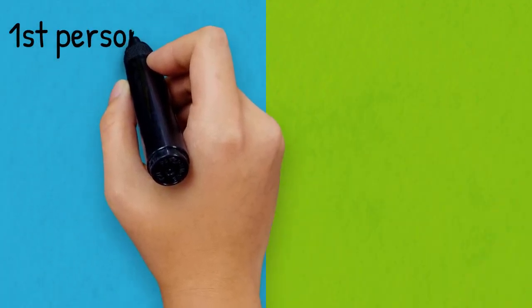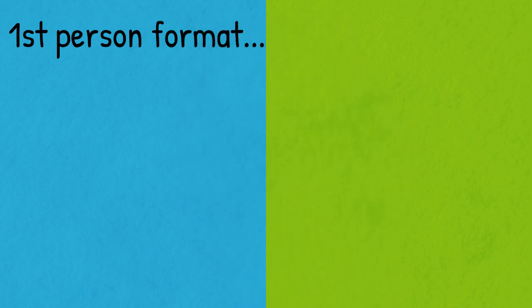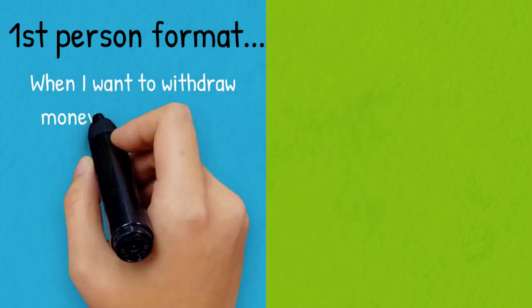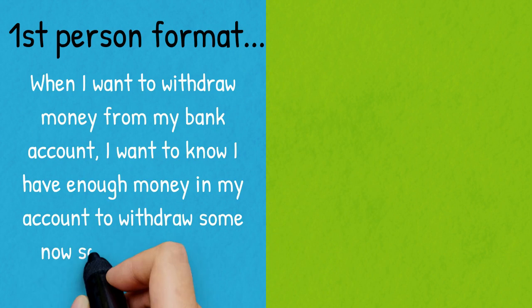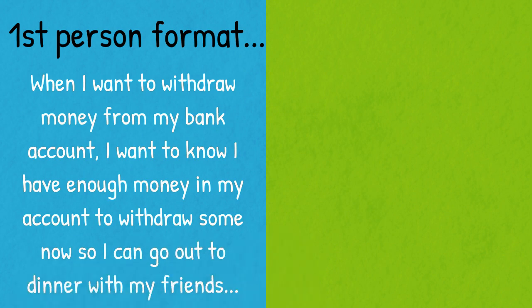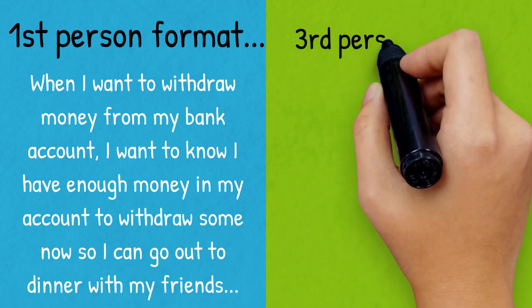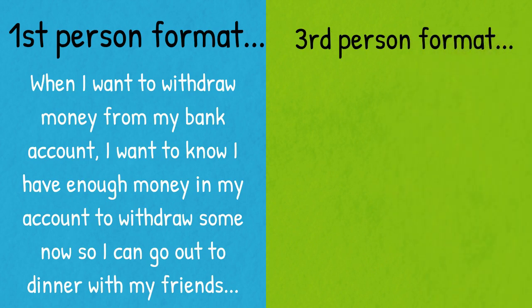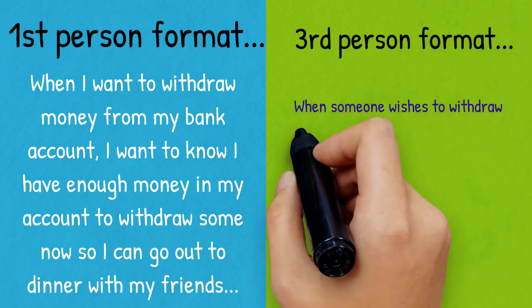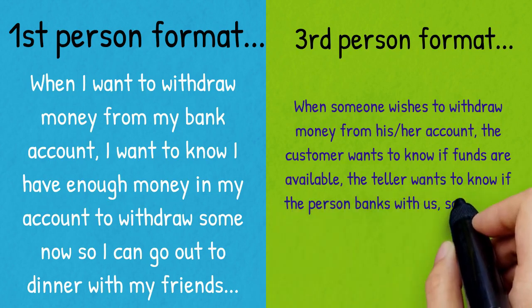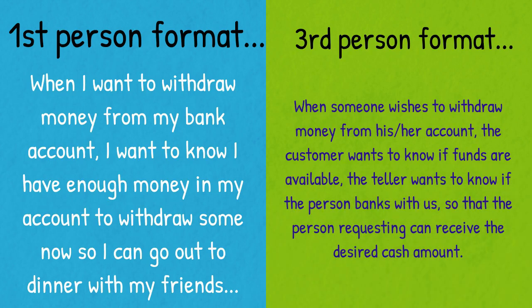Let's look at an example that is written in the first person and then written in the third person. When I want to withdraw money from my bank account, I want to know I have enough money in my account to withdraw some now so I can go out to dinner with my friends. When someone wishes to withdraw money from his or her account, the customer wants to know if funds are available. The teller wants to know if the person banks with us so that the person requesting can receive the desired cash amount.